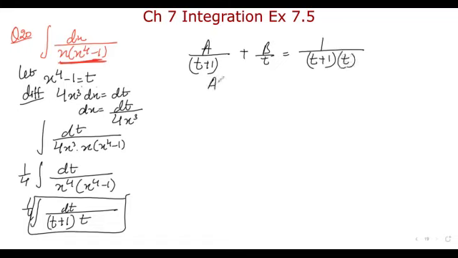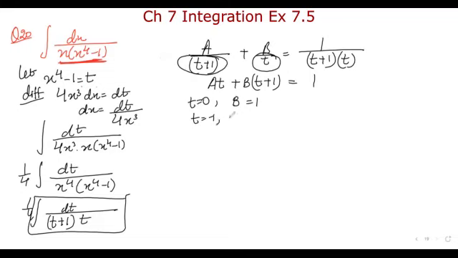Now taking the LCM, it is a into t, b into t plus 1 is equals to 1. So now on putting t is equals to 0, I will get b is equals to 1. On putting t is equals to -1, from here I am finding the value, t plus 1 as 0, so it will be minus a is equals to 1. This implies a is equals to -1.